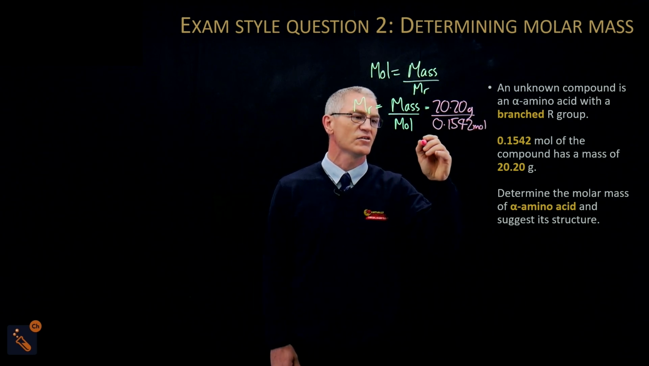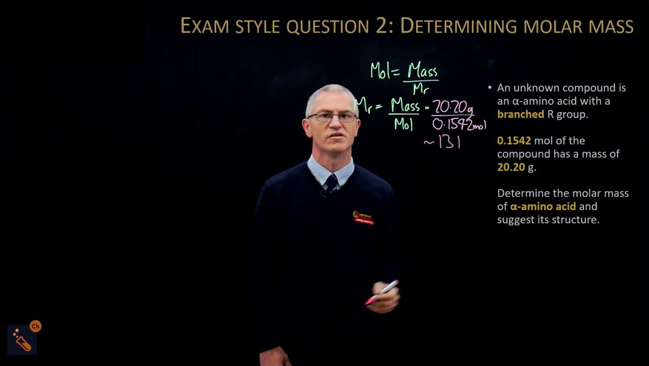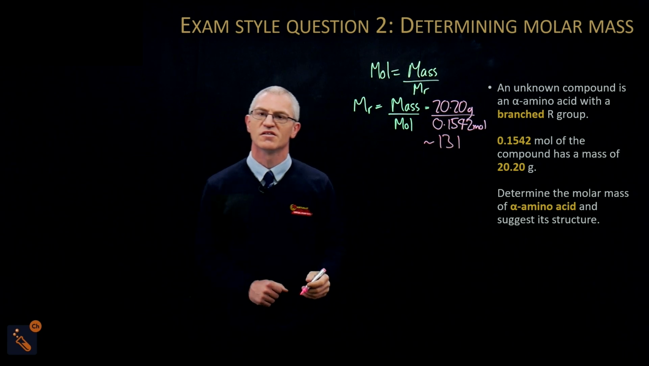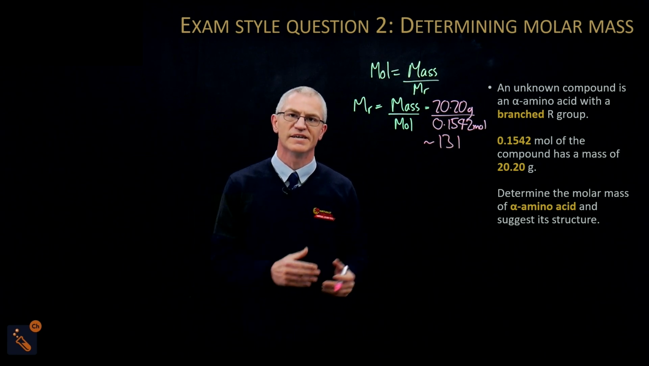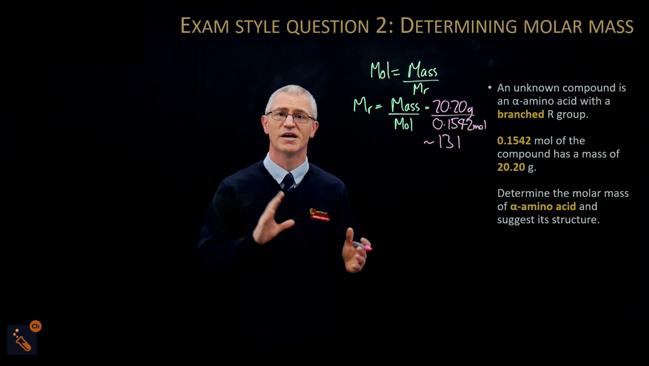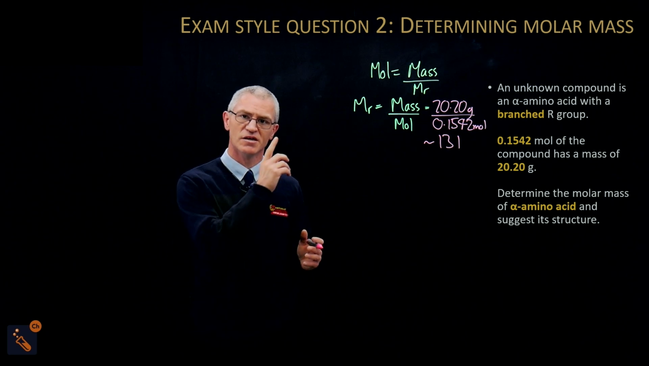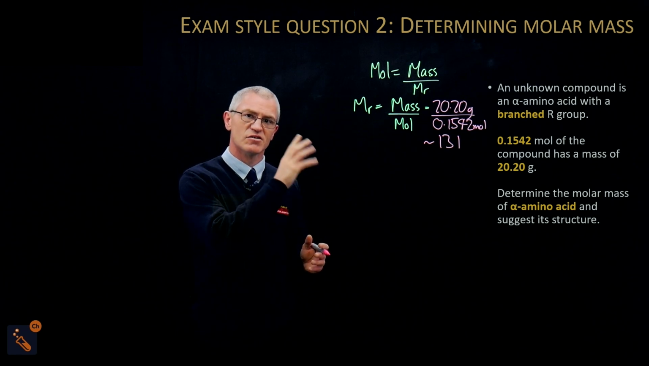Now that equals 131 approximately. It's actually 130.998, but we're going to round it up to 131 because we're just doing molecular mass. And we're using that to work out the structure. So we know we've got a molecular mass of 131.